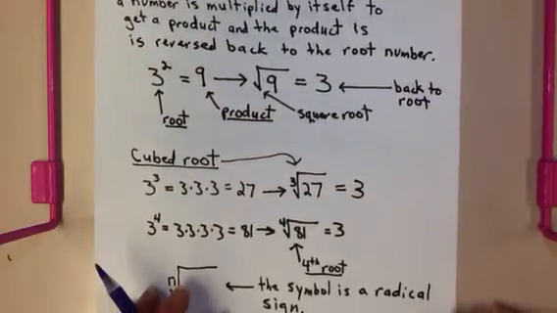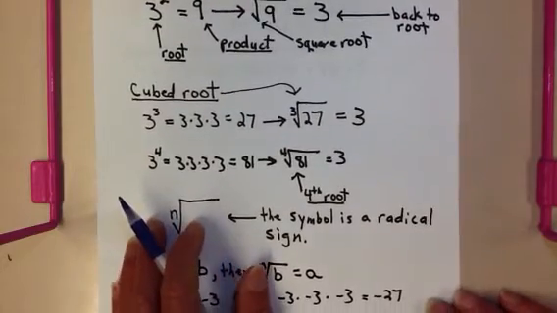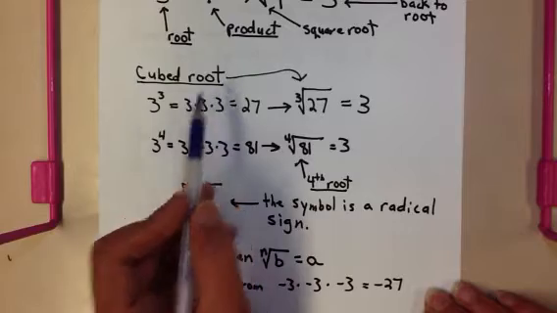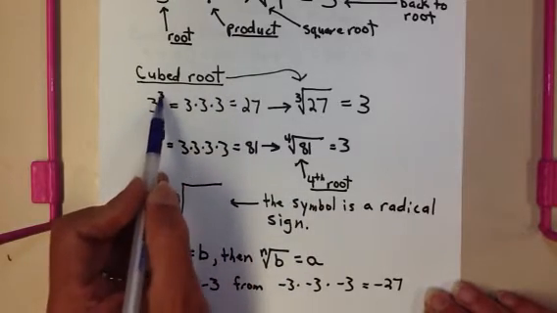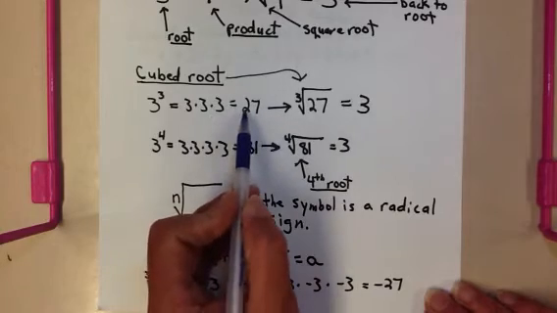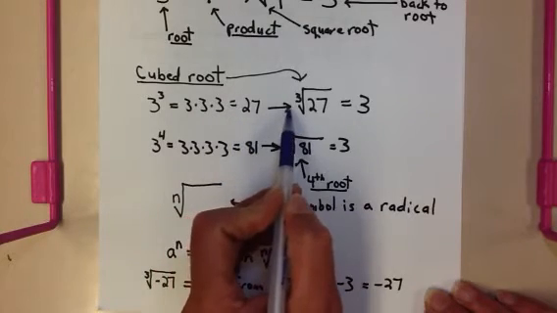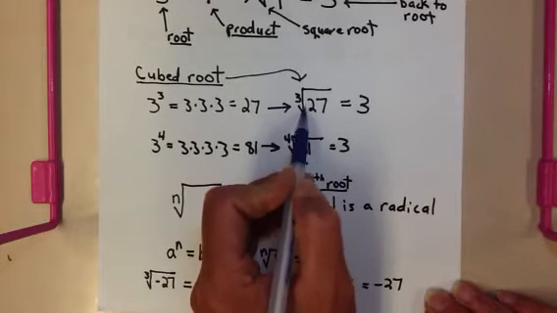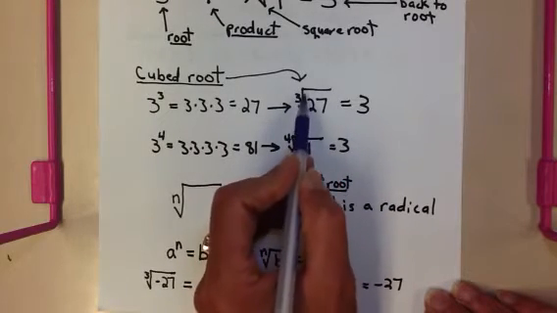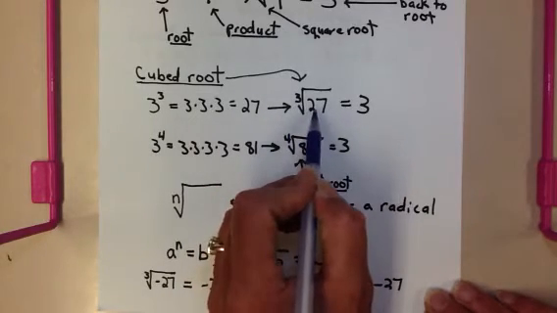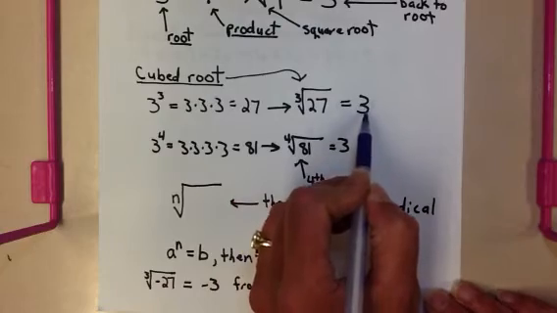Now, there are more roots besides square roots. So, for example, there is a cubed root. That would be 3 cubed, which means 3 times 3 times 3 is 27. And then if we want to reverse back to the root of 3, we would use that symbol that we're familiar with for square root, only if you put a 3 here, it means cubed root. So the cubed root of 27 would equal 3.